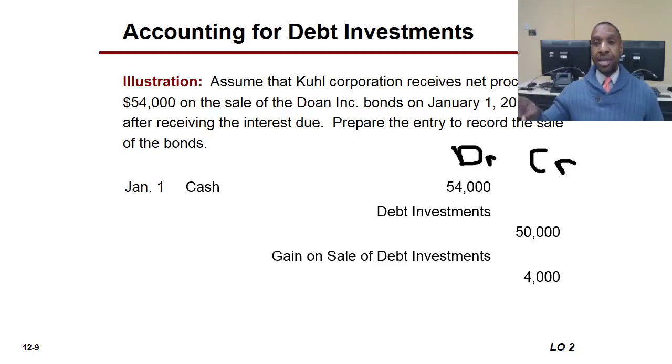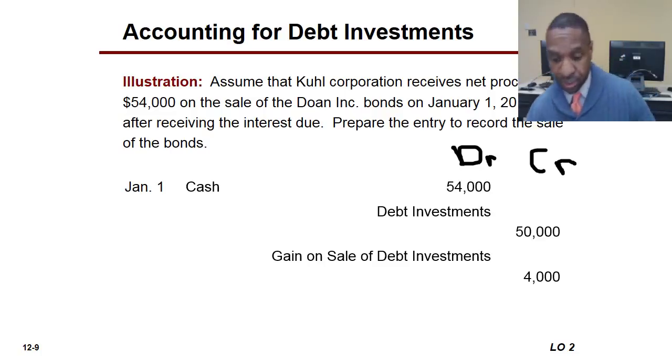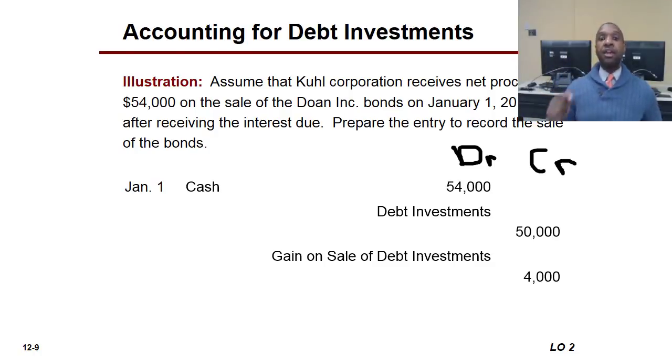So that didn't change. So that's going out. So we're closing that out for the $50,000. We're moving that $50,000 out. We're bringing in that $54,000 of cash because that's actually what's coming in. But we've got a gain on that sale. So we're recording that. So we got a gain on the sale of the debt investments of $4,000.